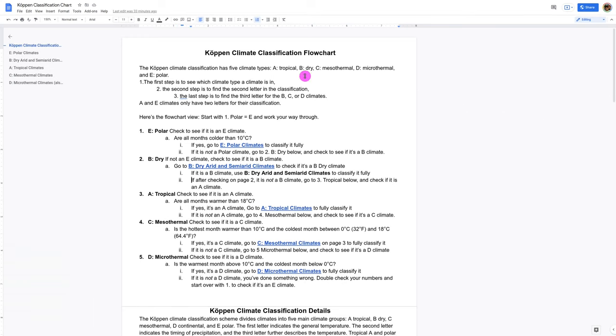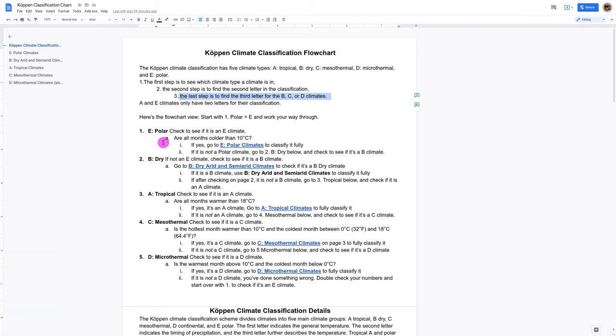Okay, so here's the Köppen climate classification flowchart. For starters, the Köppen system has five climate types: A, tropical; B, dry; C, mesothermal; D, microthermal; E, polar. The first step is to see which climate type it is. The second step is to find the second letter. If it's an E or A, you're done because they only have two letters. If it's not a tropical or polar climate, then the last step is to find the third letter for the B, C, or D climates. So here's the flowchart view.